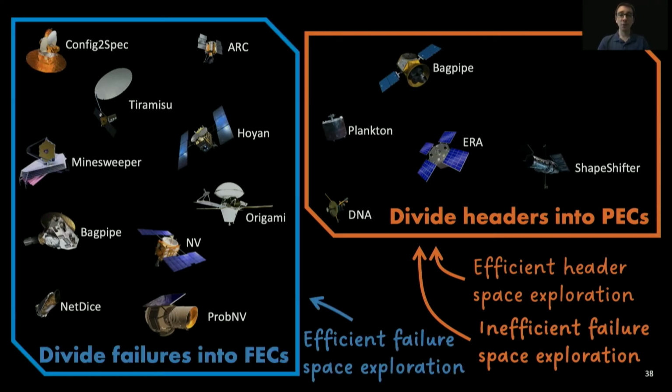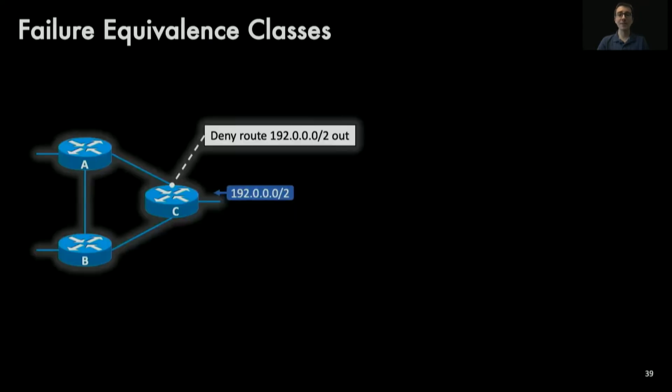To efficiently explore the failure space, we need to turn to verifiers that divide the failure space into failure equivalence classes, or FECs, such that failure scenarios that belong to the same FEC result in the same forwarding behavior for a specific prefix. Here again is our example network, but we're only considering the advertisement for the prefix 192/2.